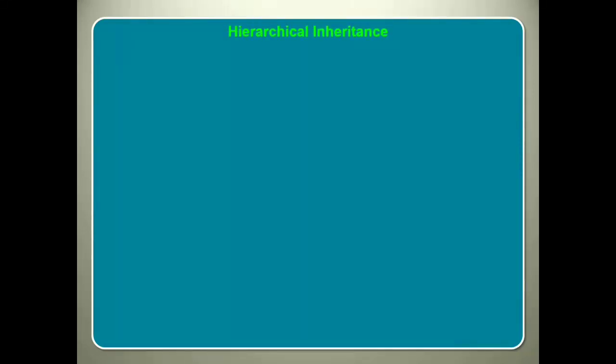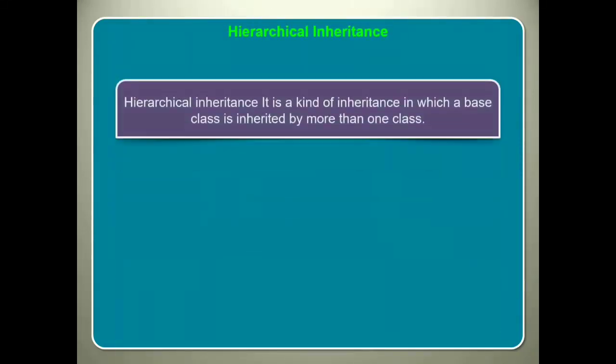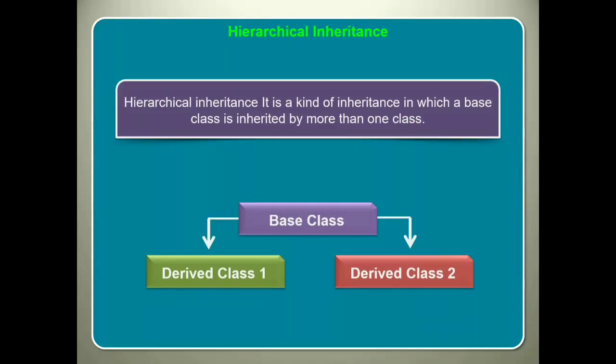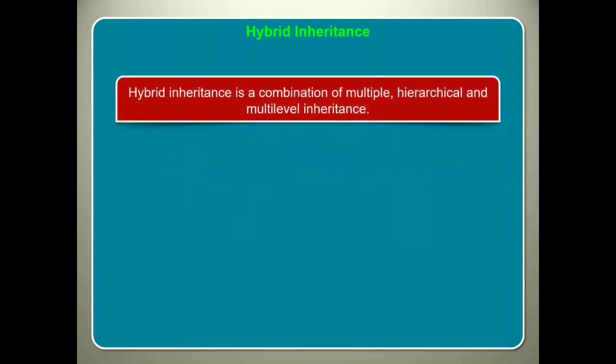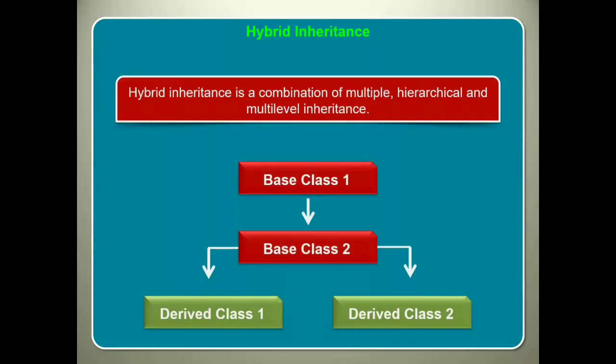Moving on to hierarchical inheritance. It is a kind of inheritance in which a base class is inherited by more than one class. The last one is hybrid inheritance, which is a combination of multiple, hierarchical, and multi-level inheritance.